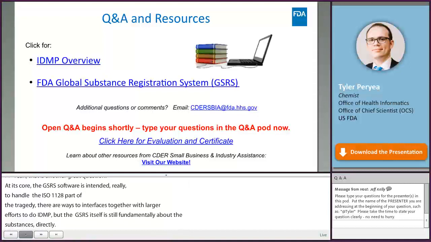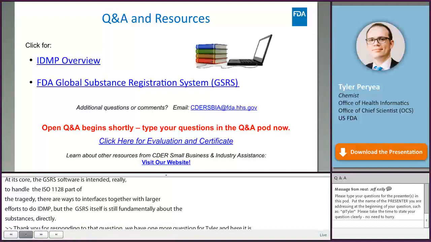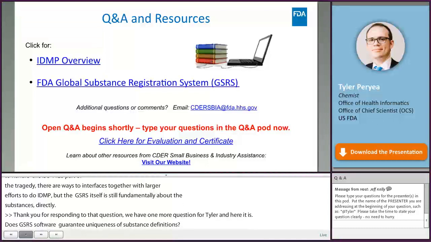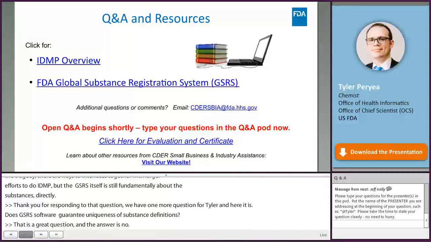Does GSRS software guarantee uniqueness of substance definitions? That's a great question, and the answer is no. The software provides tools for users who are registering substances to know when two substances are likely the same, if they are a close match either chemically or through amino acid sequence or things like that. But it really isn't a guarantee.